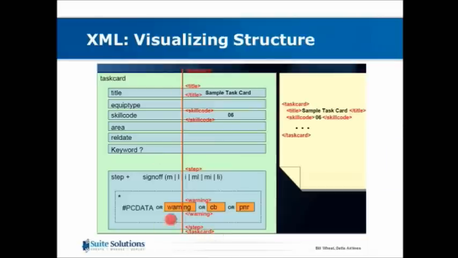Now inside the task card I have a title, open and close, or a skill code, open and close. Then I have a step. Inside the step I can have some warning and circuit breakers and all kinds of stuff like that. And I close the step. Then at the end, after one or more steps, I can close the task card. And it would look something like this on the right side.